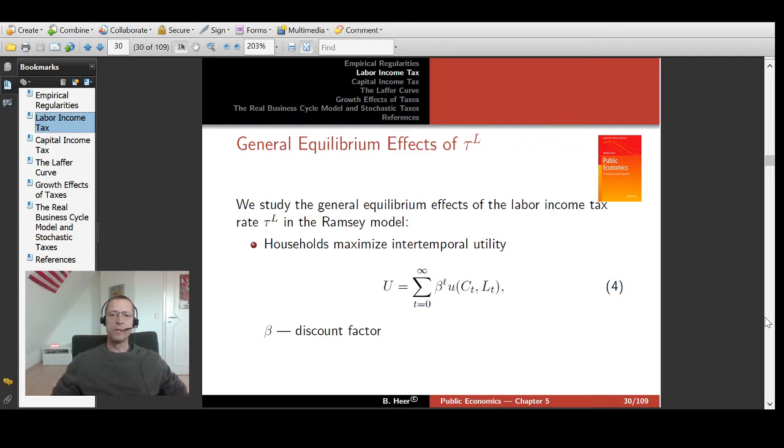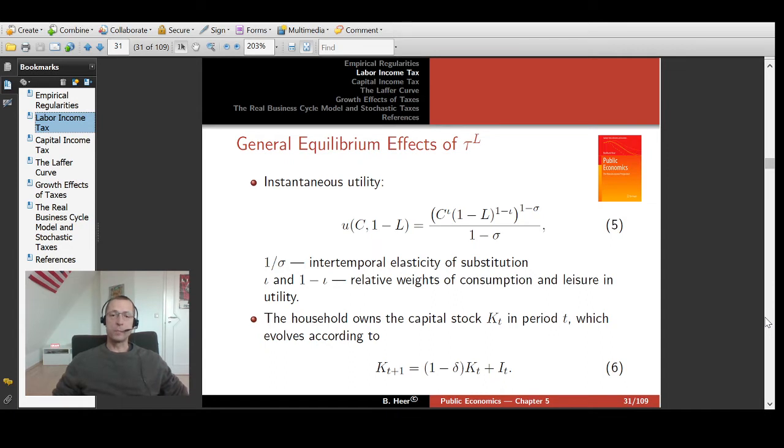So here, a household maximizes intertemporal utility by discounting instantaneous utility in period t by the discount factor beta. Instantaneous utility U is a function of consumption C and labor L. Now we specify a Cobb-Douglas utility function with weights iota and 1 minus iota on consumption and leisure respectively, so that in the equilibrium the allocation of the total endowment with labor income and capital income is located on consumption and leisure in the proportion iota and 1 minus iota.